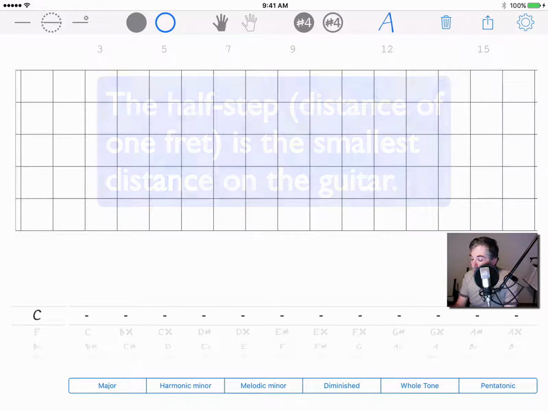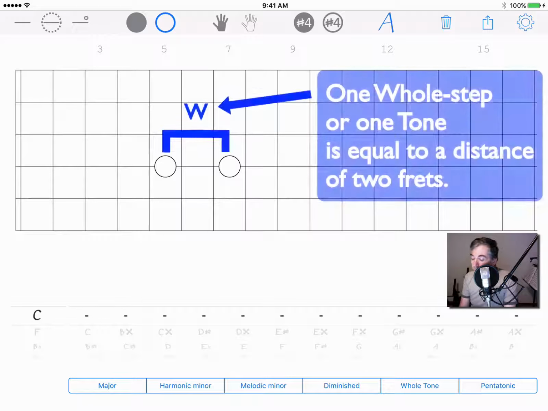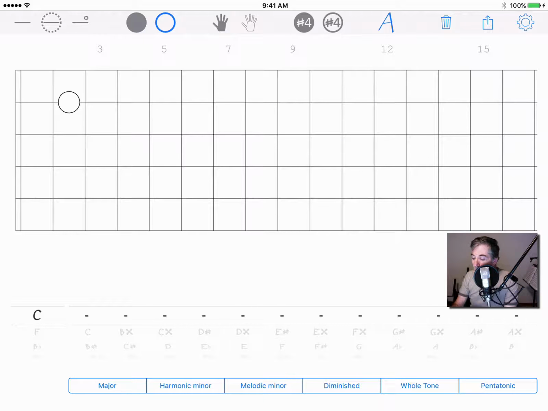So if I were to move from here to here, that's 2 frets. That's called a whole step, or a tone. It's referred to as a tone too. But again, anywhere, if I move from here to here, that's 2 frets, right? 1, 2, right? That's 2 frets. That is a whole step.